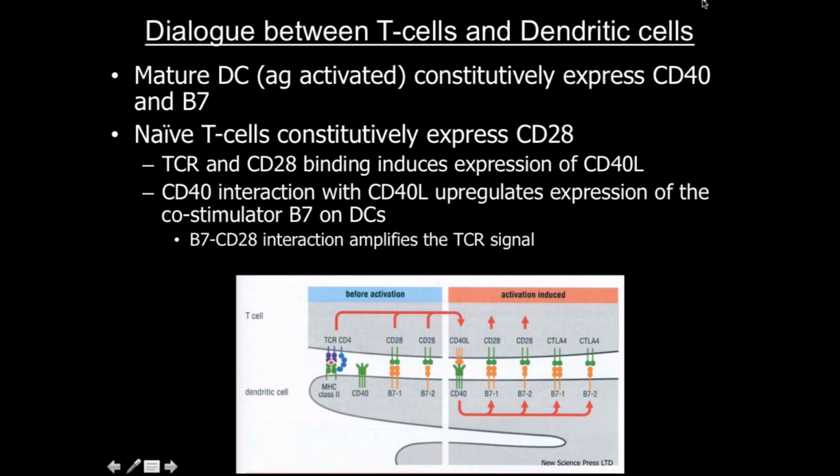So the mature dendritic cell, once it's been activated by an antigen, is going to be constitutively expressing CD40 and then B7. Switch colors to that. The naive T cell, notice we're talking about naive T cells here, is going to be constitutively expressing CD28. And then ultimately the interaction between the T cell receptor with its MHC complex, the coreceptor, and then the CD28, all this binding is going to induce the expression of the CD40 ligand on the T cells, right? So the T cells are expressing CD40 ligand, and that's going to interact with the CD40 receptors on the dendritic cells, and this is going to upregulate the expression of the co-stimulator B7 on the dendritic cells.